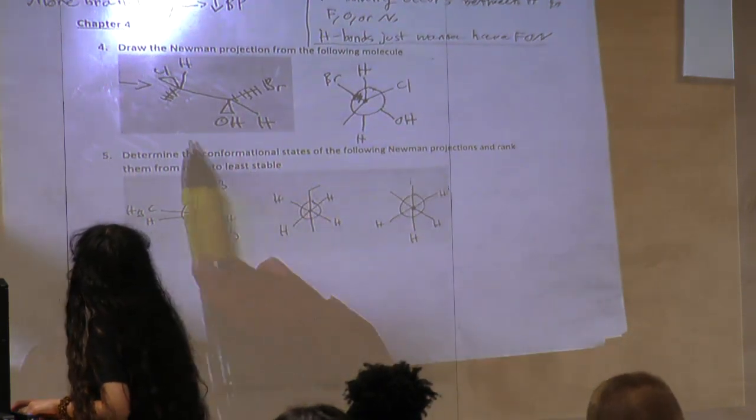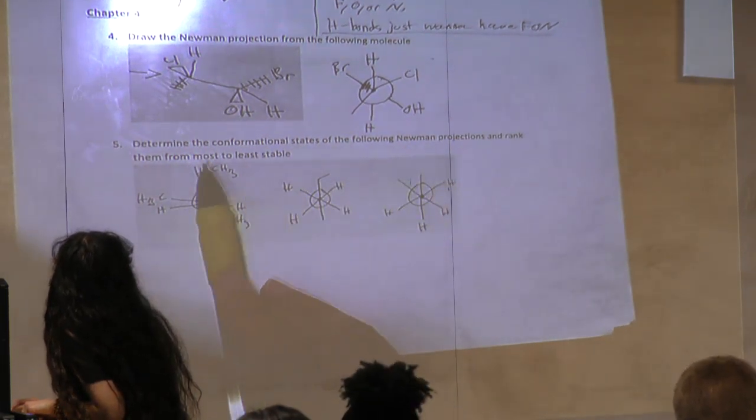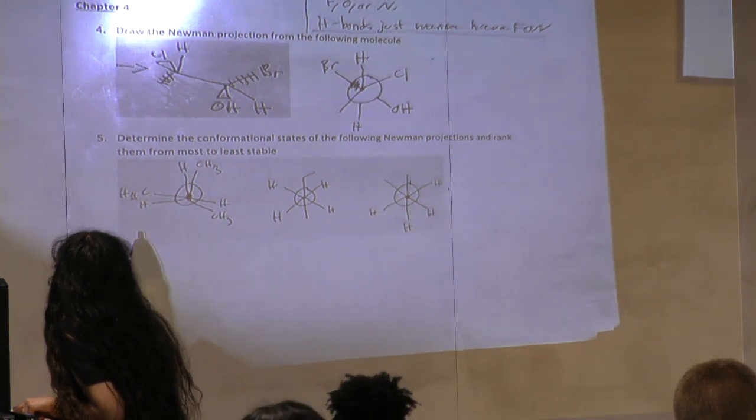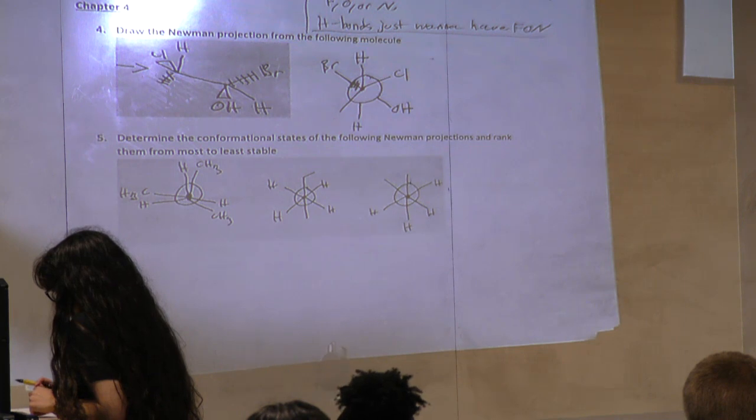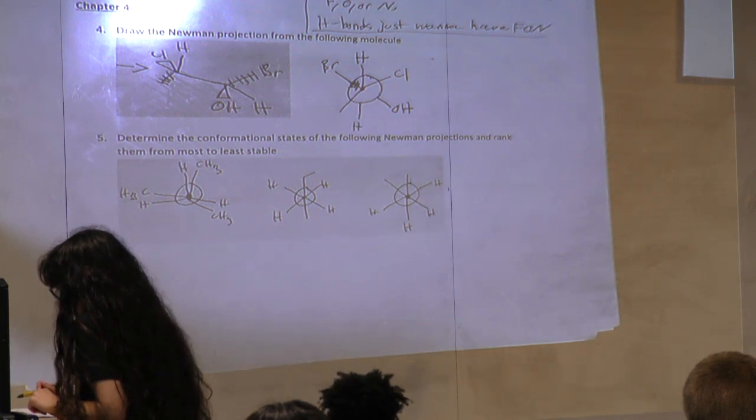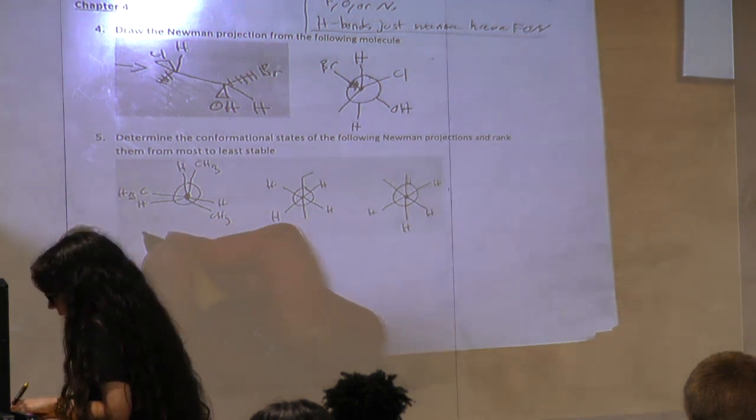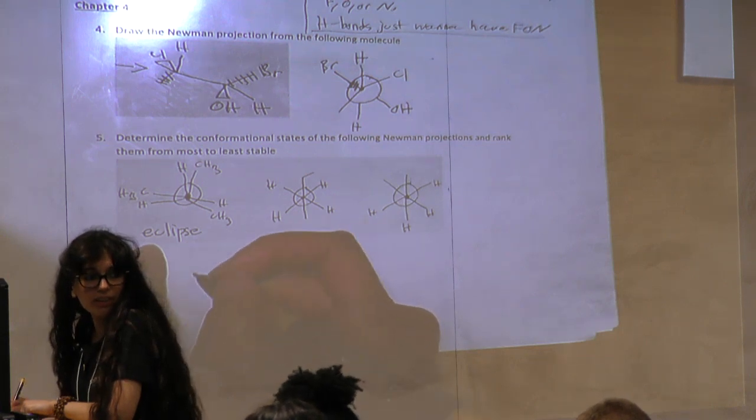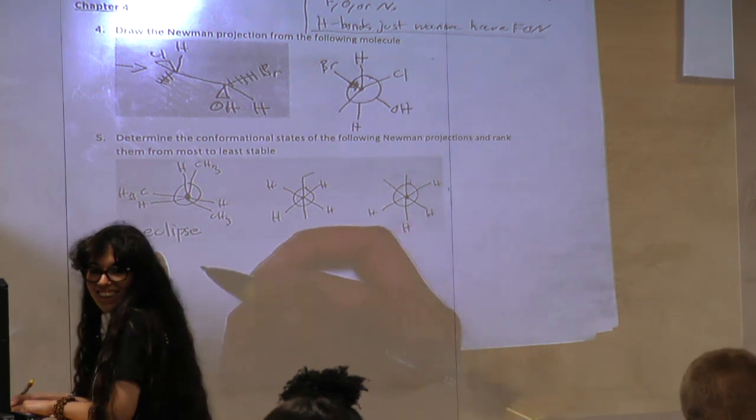If we move on to 5, determine the conformational states of the following Newman projections and rank them from most to least stable. So we could just start with this one. What do we call this kind of conformation? Yeah, so that one's eclipse. I think there are different types of eclipse, right? Like staggered eclipse or something. I don't remember the names. I just know it by eclipse. Okay.